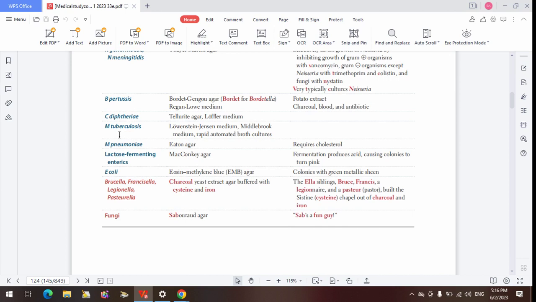This one is very high yield. Corynebacterium diphtheriae, the medium, we must know it. Two major media: the Loeffler medium and tellurite agar. You must know these standard ones. In the tellurite agar, you are going to see black colonies of Corynebacterium diphtheriae. In the Loeffler medium, you are going to see metachromatic granules that look like clubs.